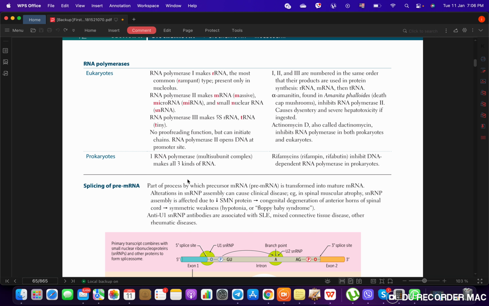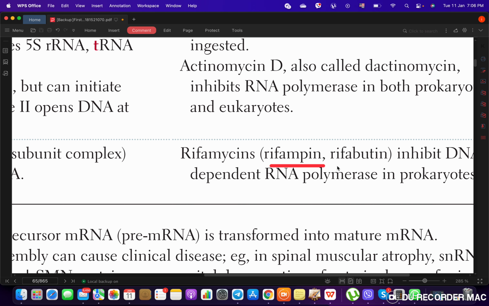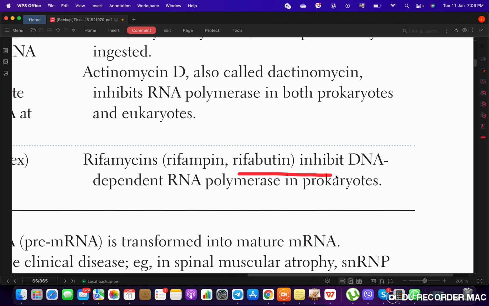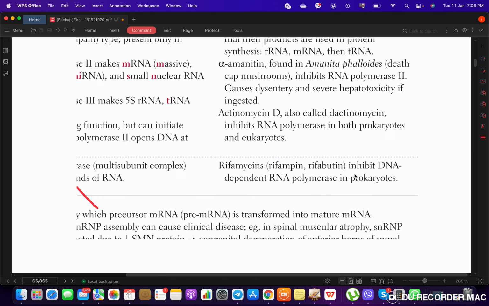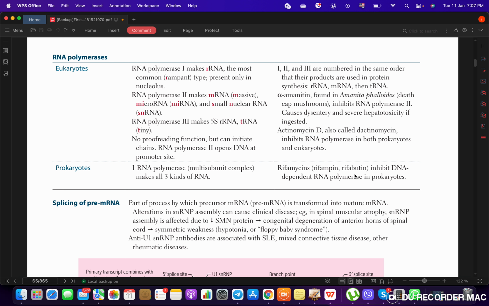Okay, nice. So now we have the RNA, it goes to the ribosomes and it will get translated, make your protein, cell living happily ever after. In the prokaryote, this RNA polymerase can be inhibited by some drugs, like rifampin, which is used in Mycobacterium tuberculosis, or rifabutin, which is also used for TB. So they inhibit the DNA-dependent RNA polymerase in the prokaryote, which leads to the death of the prokaryote. So we use it as an antibiotic to treat bacterial infections.